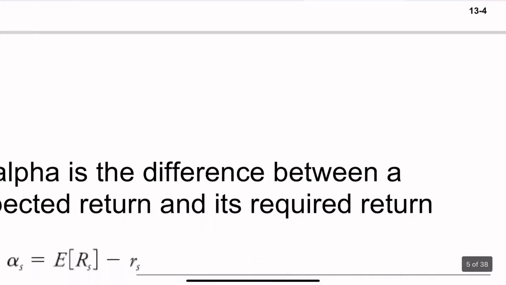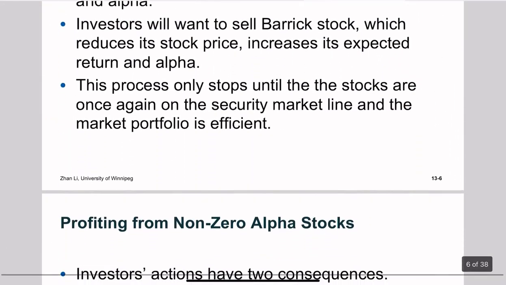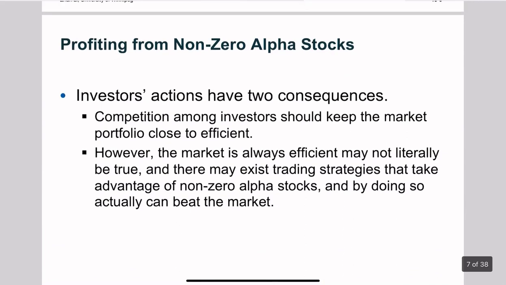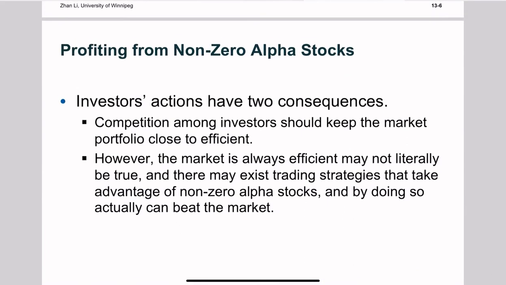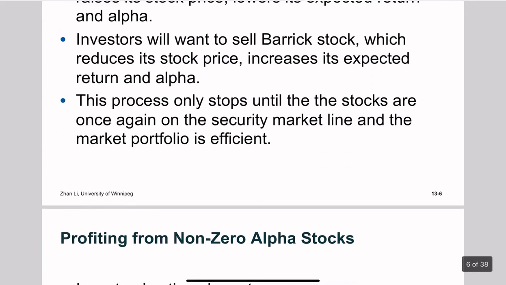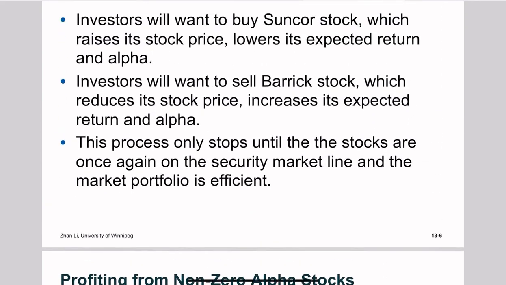So what's the lesson here? It basically tells you that competition is a strong force to push all stocks back to this security market line. And we know that if the market is efficient, then CAPM is correct, and all securities should stay on this security market line. So this basically implies that competition is a force to keep the market portfolio efficient. So that's basically how we defend why CAPM is true.